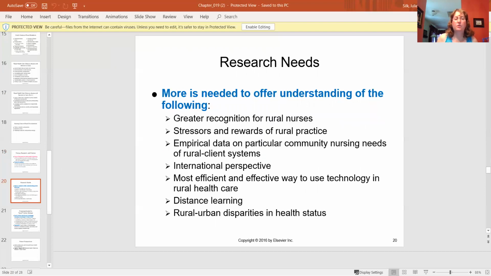So some of the research needs would be greater recognition for rural nurses. Yes, that would be great. Stressors and rewards of rural practice. Empirical data on particular community nursing needs of rural client systems. International perspective, most efficient and effective way to use technology in rural healthcare, distance learning, and rural-urban disparities in health status.